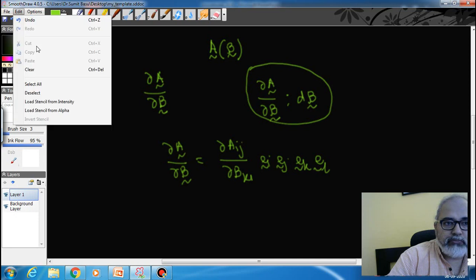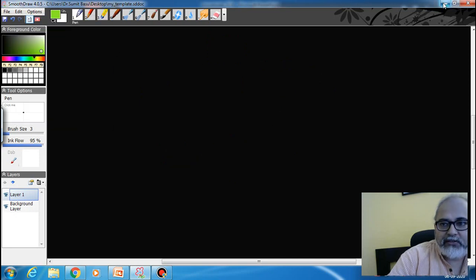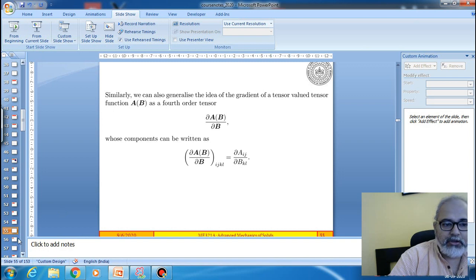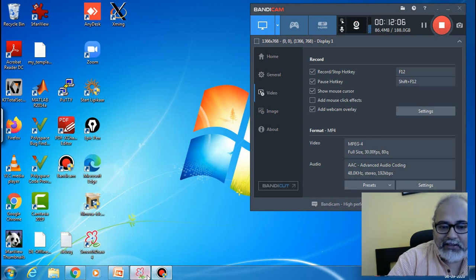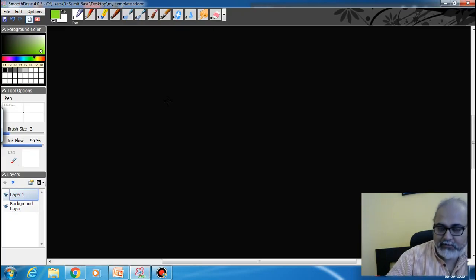Now let us use this to work out a problem. I need to find a tensor where the derivative of the inverse of the tensor is taken with respect to the tensor itself. So what I'm going to do is take del A inverse, del A.